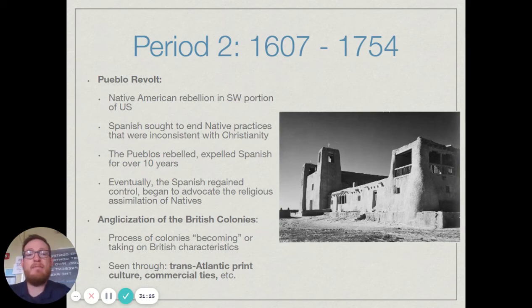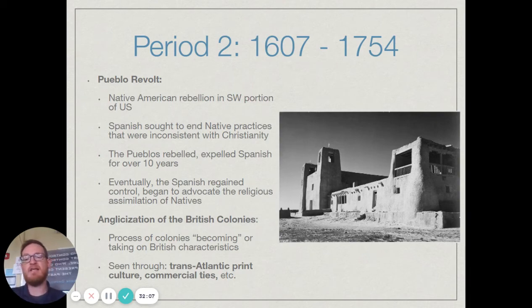Eventually, the Spanish would come back in and regain control, but they began to advocate doing some different things, interacting with the natives, trying to assimilate with them, and going about different ways of sharing Catholicism with the natives as a result of this. But the Pueblo Revolt marks one of those large-scale Native American rebellions that you didn't see very often. Native Americans, especially in the West, tended to come in, kill a handful of settlers, and then leave. That's generally what they did. So you generally don't see large-scale rebellions like this out of the Native Americans.